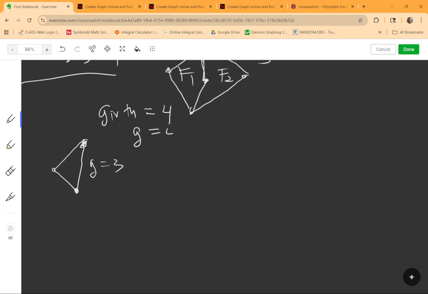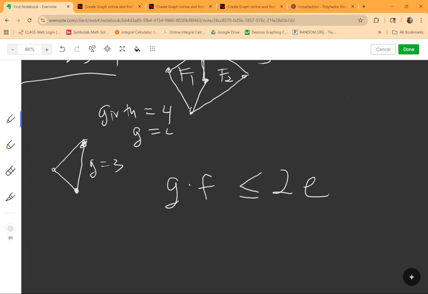All right, and in general, the girth times the number of faces must be less than or equal to 2 times the edges, right? Because we're counting the edges twice, for each face that it is surrounding.